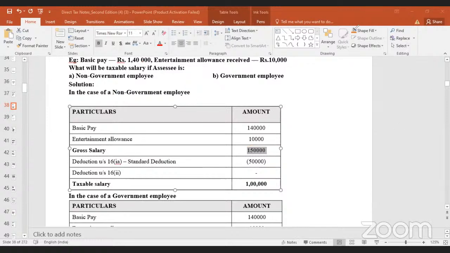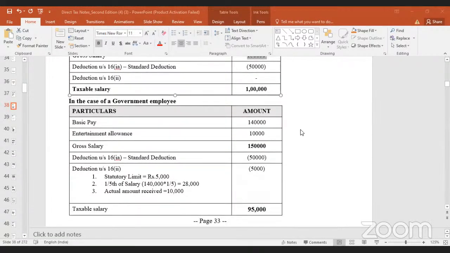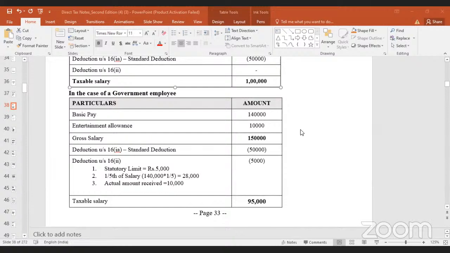Next one. I request all the students to use a calculator. I'm assuming that you people are ready with the calculator.